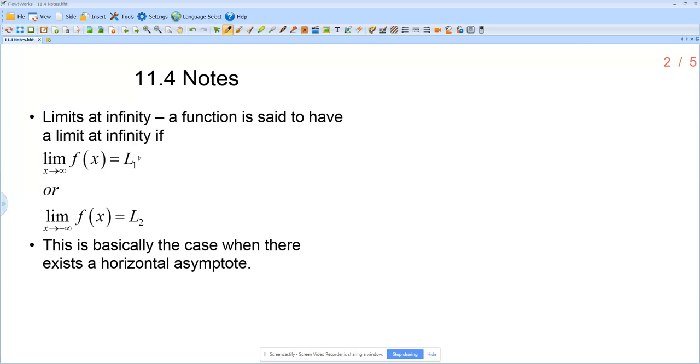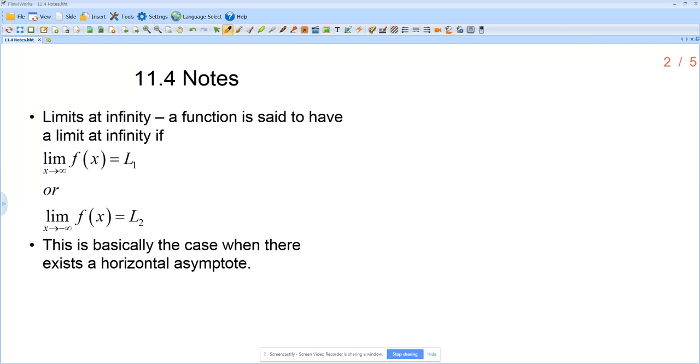Limits at infinity. When we're talking about a limit at infinity, a function is said to have a limit at infinity if the limit as x approaches infinity of f of x is equal to L sub 1, or the limit as x approaches negative infinity of f of x is equal to L sub 2.